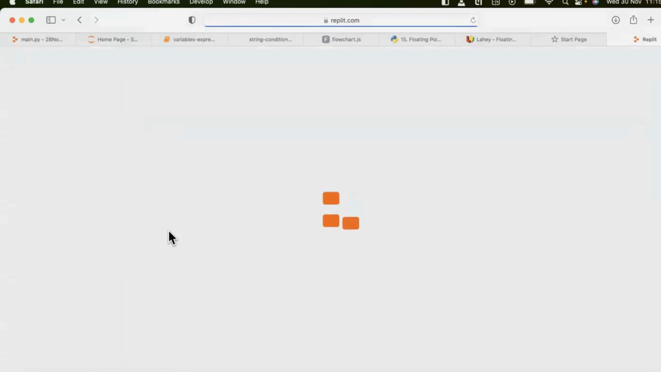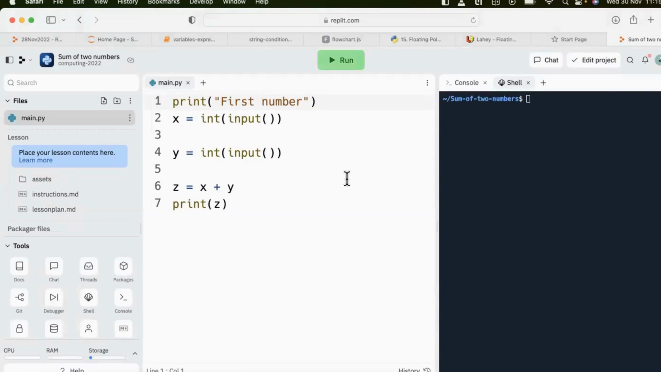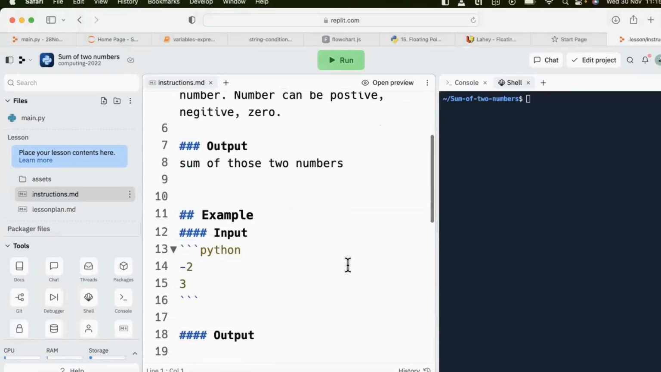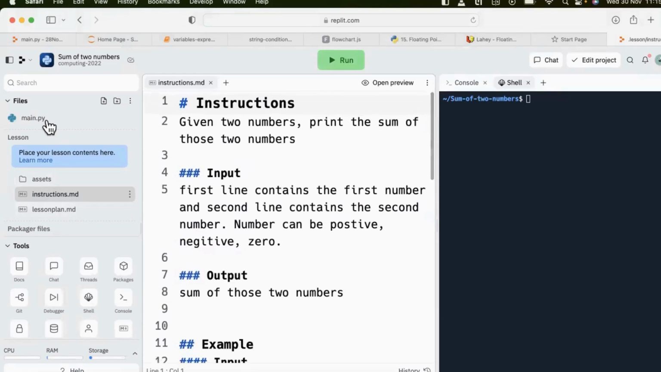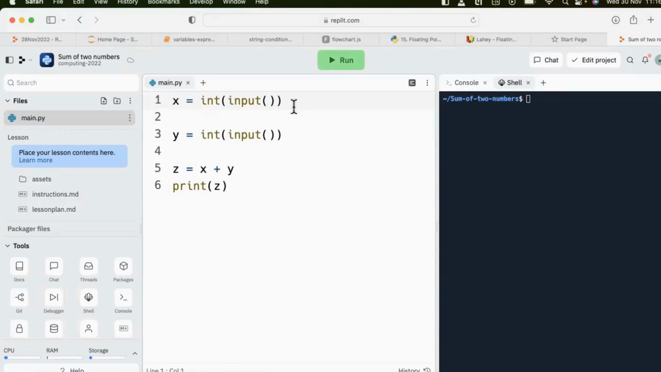Sum of two numbers. Right, so we said that we assume the numbers are integers. But we could have also done the same with floats. Nothing really would have changed in the program, except in main in the file, instead of writing int of input, we could have just done float of input. But I've not done that. Why do you think that's the case?